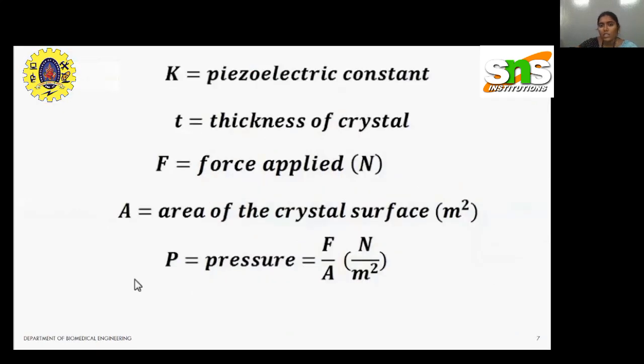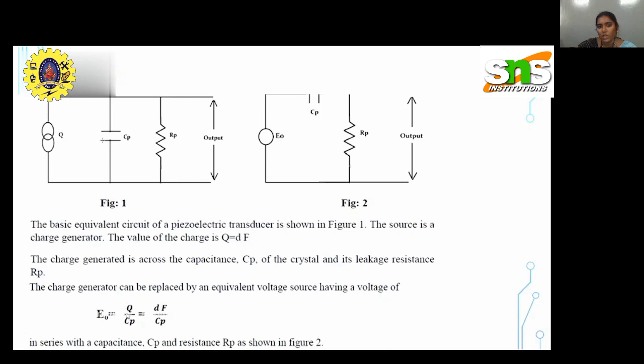K is the piezoelectric constant and t is the thickness of the crystal, and F is the force applied. Area A is the surface area of the crystal and P is the pressure. So P is equal to F by A, that is Newton per meter square, and t is the crystal thickness. K is the piezoelectric constant, again based on the material, where we have some constant default values. After applying all these values, you can get the electric potential of the piezoelectric transducer. That is the output of the piezoelectric transducer.